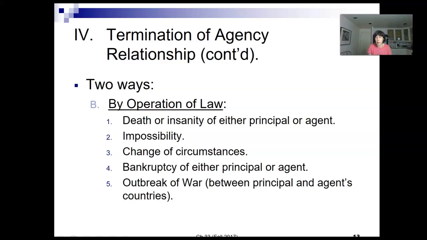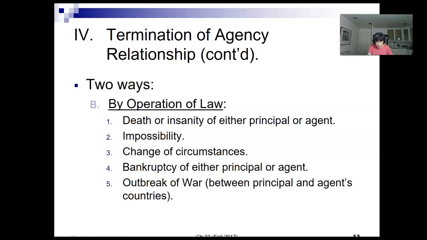Number 4, bankruptcy. If either principal or agent should become insolvent, the agency relationship will terminate. And the last one, I think, requires some very specific facts, and maybe it's kind of a carryover from centuries ago when war was fought a lot more on the battlefield. Any outbreak of war between the principal and the agent's countries would automatically terminate any agency relationship that there might be.